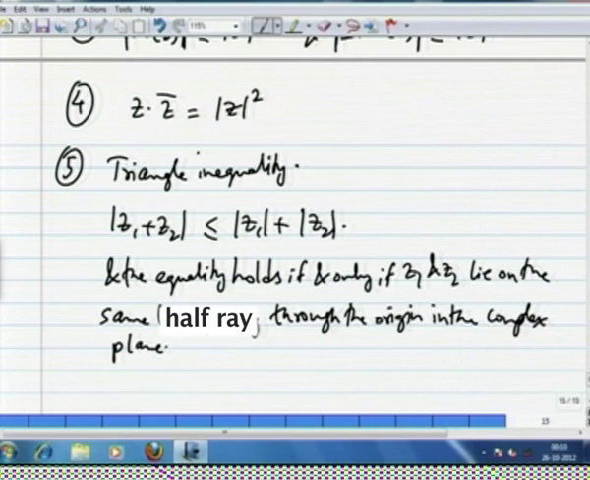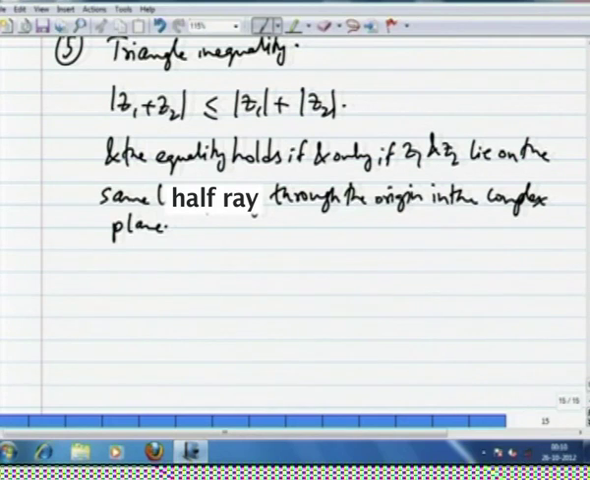In terms of the argument, this says that the arguments of z 1 and z 2 differ by an integral multiple of 2 pi. Okay. So, only then the equality holds. So, this equality holds in this inequality if and only if the arguments of z 1 and z 2 differ by 2 n pi.